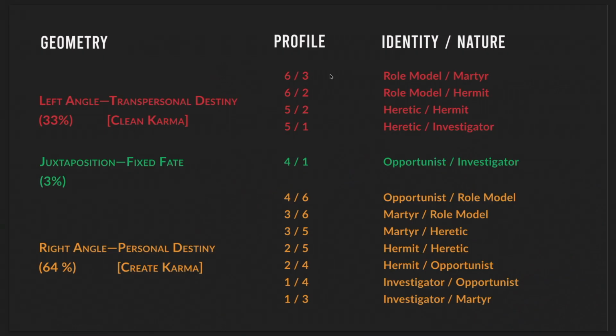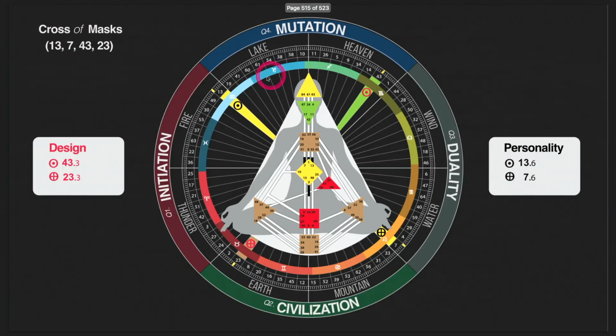So essentially, we have now gone through all 12 profiles. We've gone through the entire potential of gate 13, right? And it ends with the 6.3. And of course, time ticks on, tick tock, right? And eventually the sun moves into gate 49. So now we have the 49.4, but we still have the design sun in the 43.23.